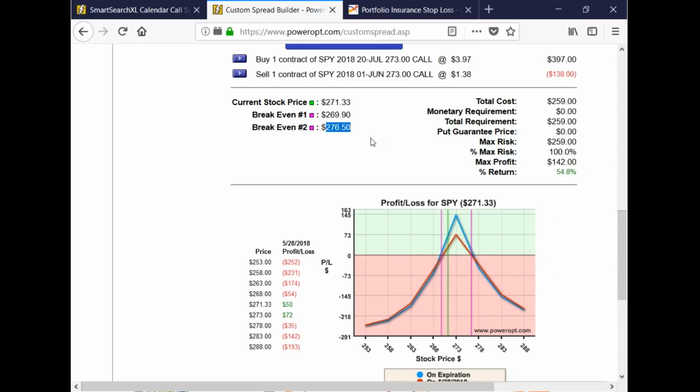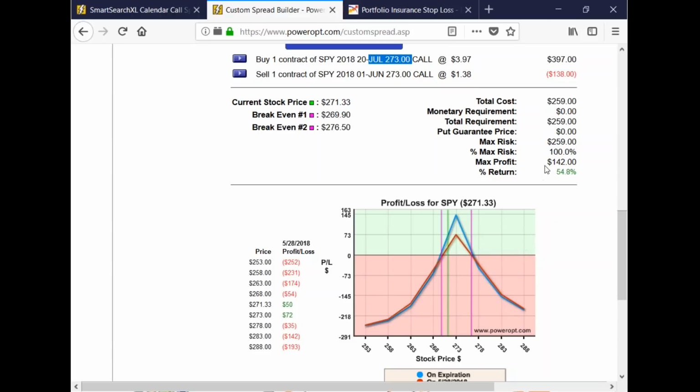Is it more likely that SPY would stay in this range than Oracle would stay in that first range we saw of 77 to 79? Probably, okay? But it's still a tight window. Still a 54% return based on Black-Scholes models, assuming the implied volatilities sort of stay the same for this July call and this June call.